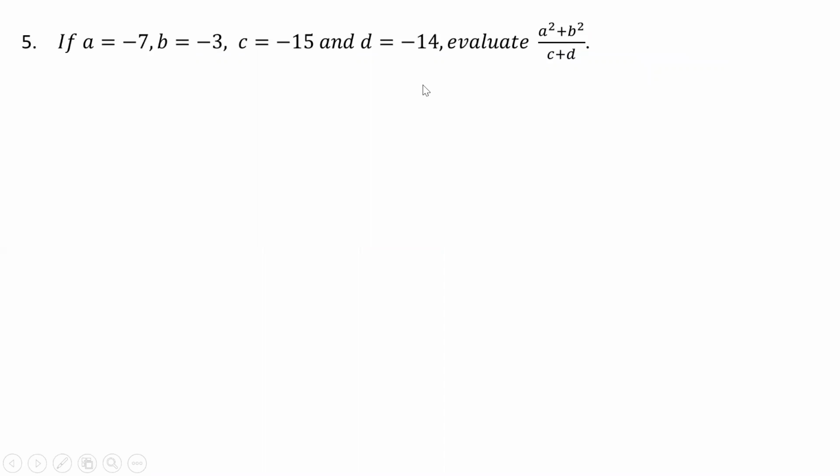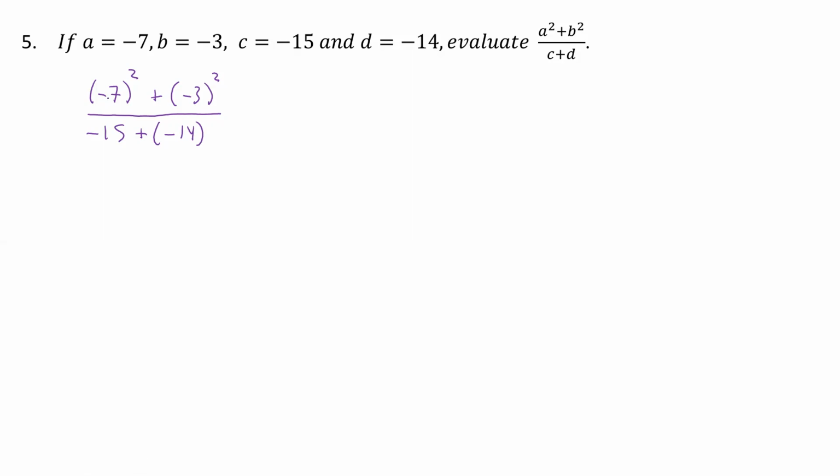All right, what about this one? Well, this one we have 1, 2, 3, 4 terms we have to substitute into our expression here. All right, so with that said, we have to plug in a is negative 7, so we'll have negative 7, the quantity squared, plus b, which is negative 3 squared, divided by c, which is a negative 15, plus d, which is a negative 14. All right, so that gives us all of those things that we have to work on.